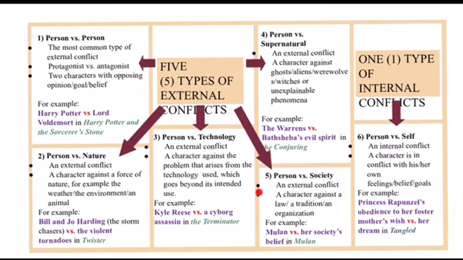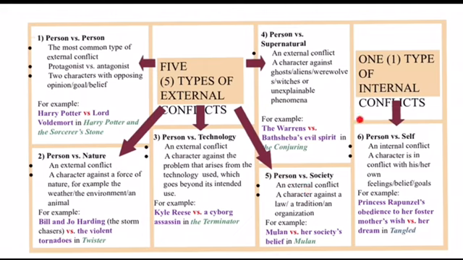The fifth type of external conflict is person versus society. This is where a character is against a law, a tradition, or an organization. For example, in the movie Mulan, the protagonist, Mulan, has a conflict with her society's belief. So this is a good example of a conflict between a person and the society.